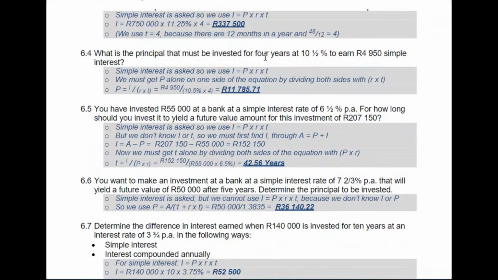6.4. What is the principal that must be invested for 4 years at 10.5% to earn 4,950 simple interest? So once again, you see the words simple interest. What you do is you write down the simple interest formula. We must get P alone on one side of the equation, so we divide both sides by R times T. Now we have the normal P equals I over R times T, and we just replace the values and we get to the answer.